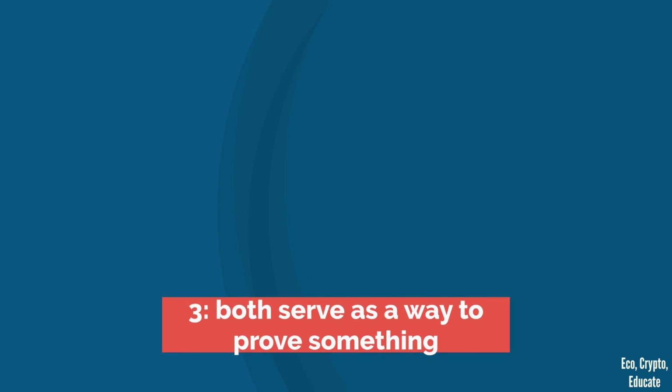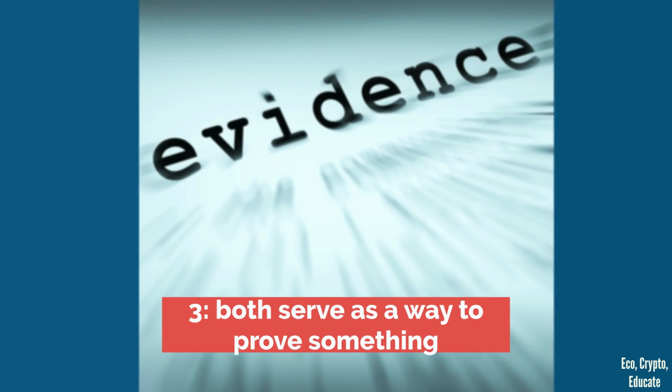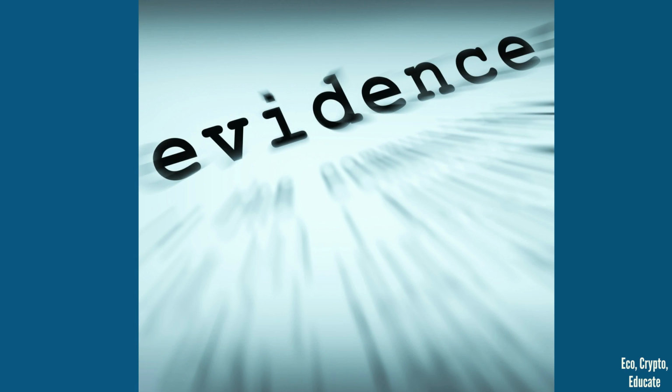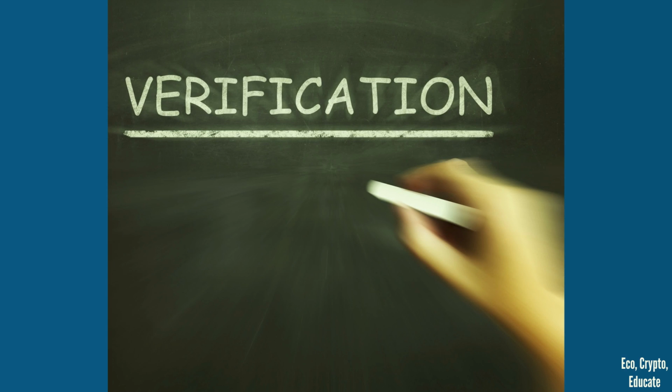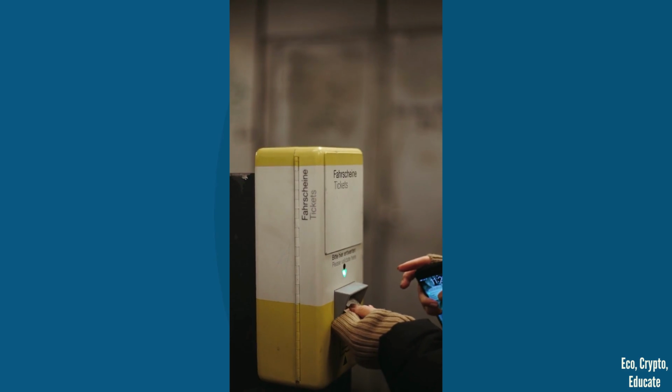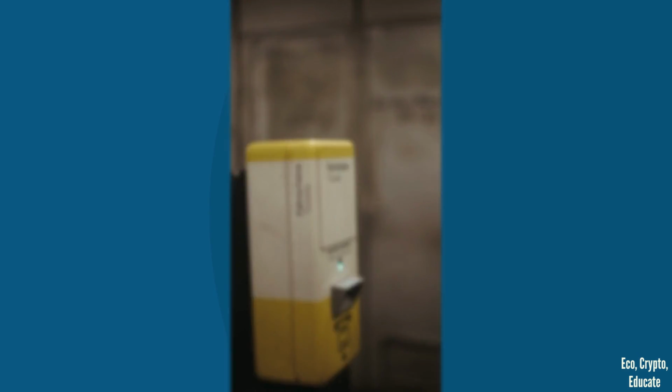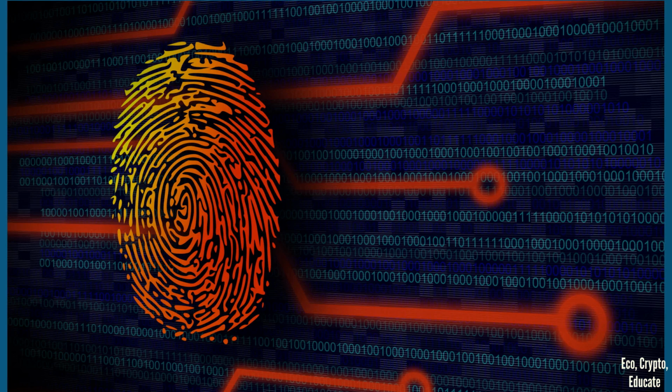3. Both serve as a way to prove something. Penelope's weaving served proving her commitment and loyalty to her husband. Similarly, proof of work serves proving that a user is a human and not an automated program, and in the context of blockchain such as the one that Bitcoin relies upon, it serves as a way to prove that a miner added a block to the chain and has done the work.